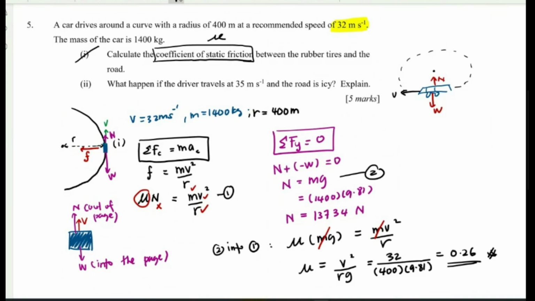Alright, next. Soalan number 2. What happens if the driver travels at 35 meters per second? If the driver travels more than 32 meters per second, and the road is icy. Licin lah. Jalan licin, lepas tu dia bergerak laju. Supposedly 32, dia bergerak 35. So what happens?